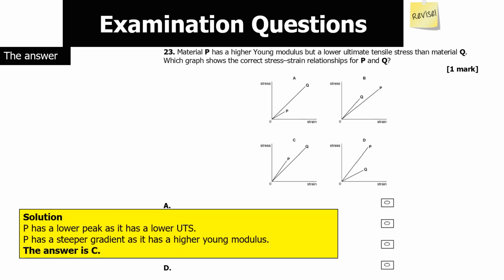Well, P will have a lower peak because we've got a lower UTS, and UTS is the peak of the stress-strain graph, and P will have a steeper gradient because it's got a higher Young modulus, and the Young modulus is the gradient of a stress-strain graph, so the correct answer is going to be C.